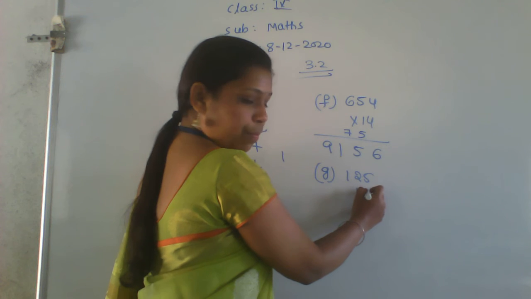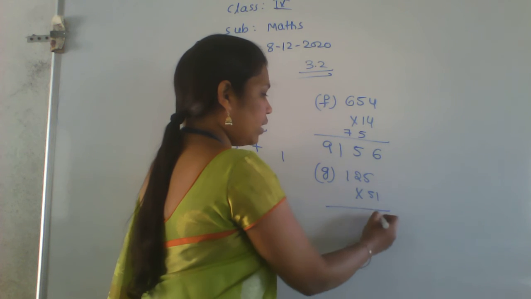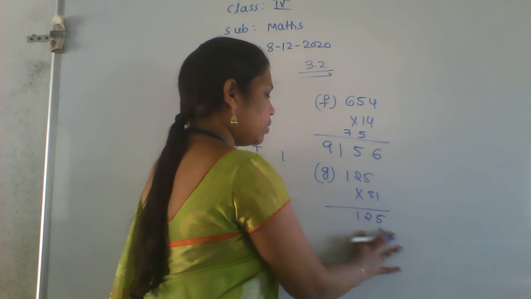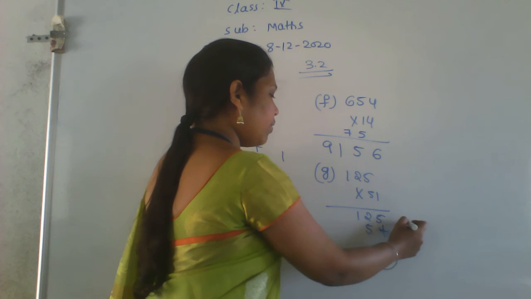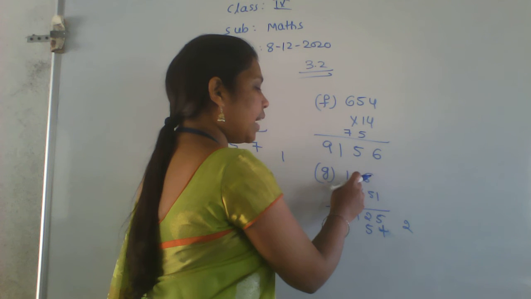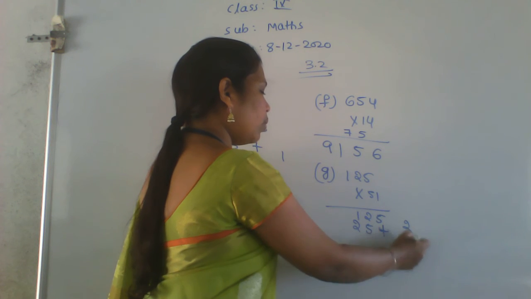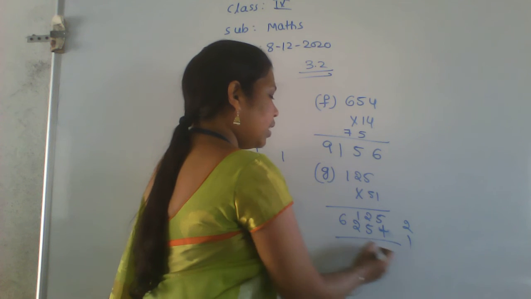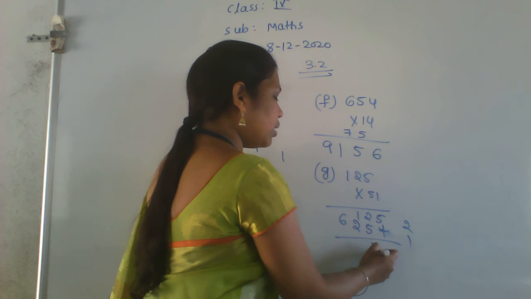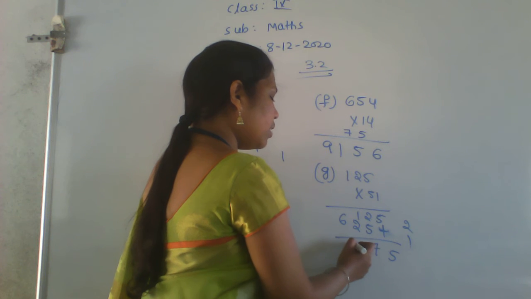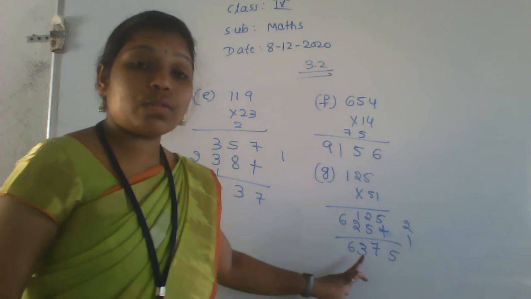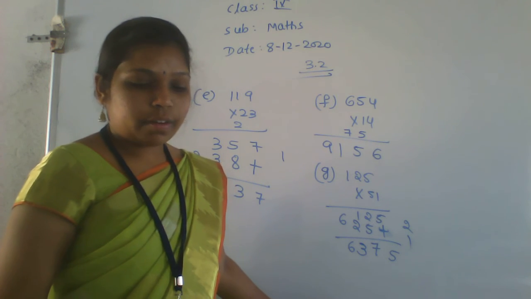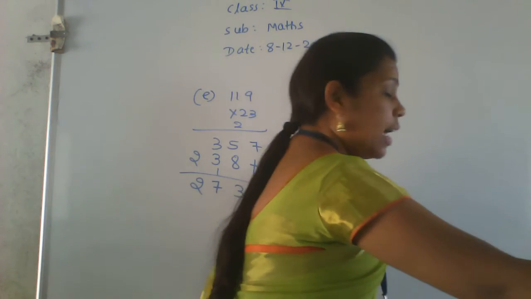Let's go for the G problem. 125 into 51. First one: 5 1s are 5. 5 5s are 25, 2 carry. 5 2s are 10, 10 plus 2 is 12, 1 carry. 5 1s are 5, 5 plus 1 is 6. Here 5, 5 plus 2 is 7, 2 plus 1 is 3, here 6. 6375 is the answer.